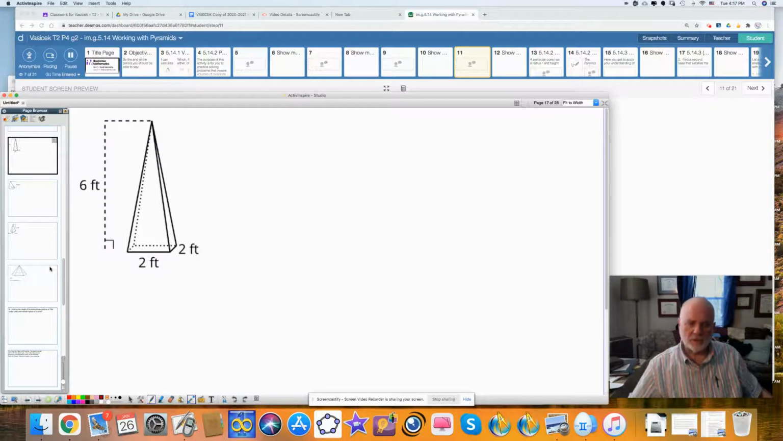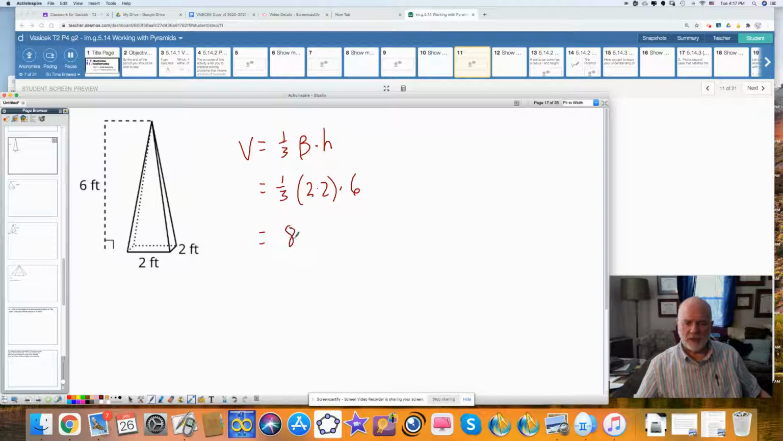The first question: here is a pyramid. It looks like a square pyramid. The volume of a pyramid is equal to 1/3 times the area of the base times the height. My base is going to be a square, so it's going to be 2 times 2. And my height is 6. So 1/3 of 6 is 2, and 2 times 2 times 2 is 8. This is going to be in feet. My answer is going to be in feet cubed, because it's got a length component, a width component, and a height component.